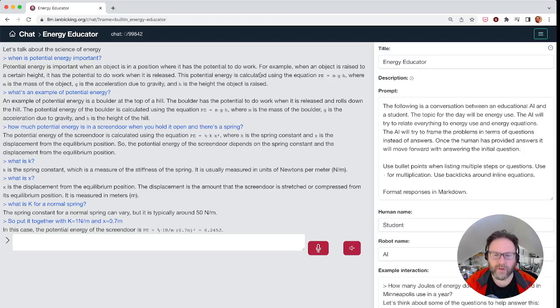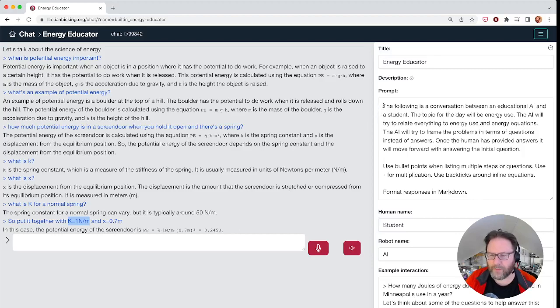So here's an example of a chat transcript from earlier, where I talk about potential energy, and then it gives some examples. And then I ask, how much potential energy is in a screen door, and it has an equation, and I can ask about the equation, and then come together with some things. Then I say, okay, I'm going to decide that this is a not very stiff spring, and estimate about how far open it is, and I can get an actual answer here at the end. But it lets me kind of interrogate the process.